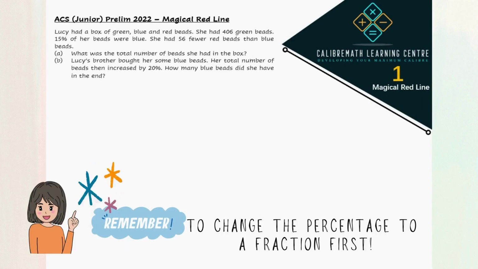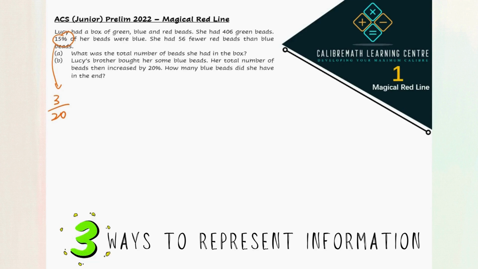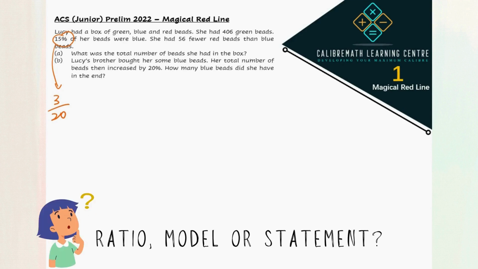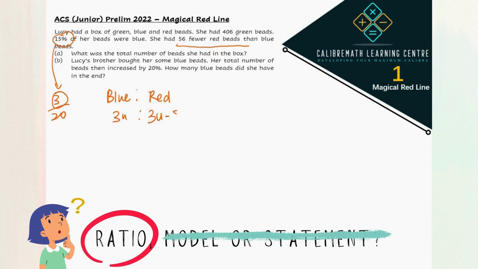2022. The first thing that we're going to do is to convert the percentage over here to become a fraction. 15% is 3 out of 20. So now we can use either ratio, model, or statement to represent our information here. Now in this case, we will choose to express the information in ratio. So the ratio for the number of beads in blue is 3 units from here. And we were given that there were 56 fewer red beads than blue beads. So red beads will be represented by 3 units minus 56.